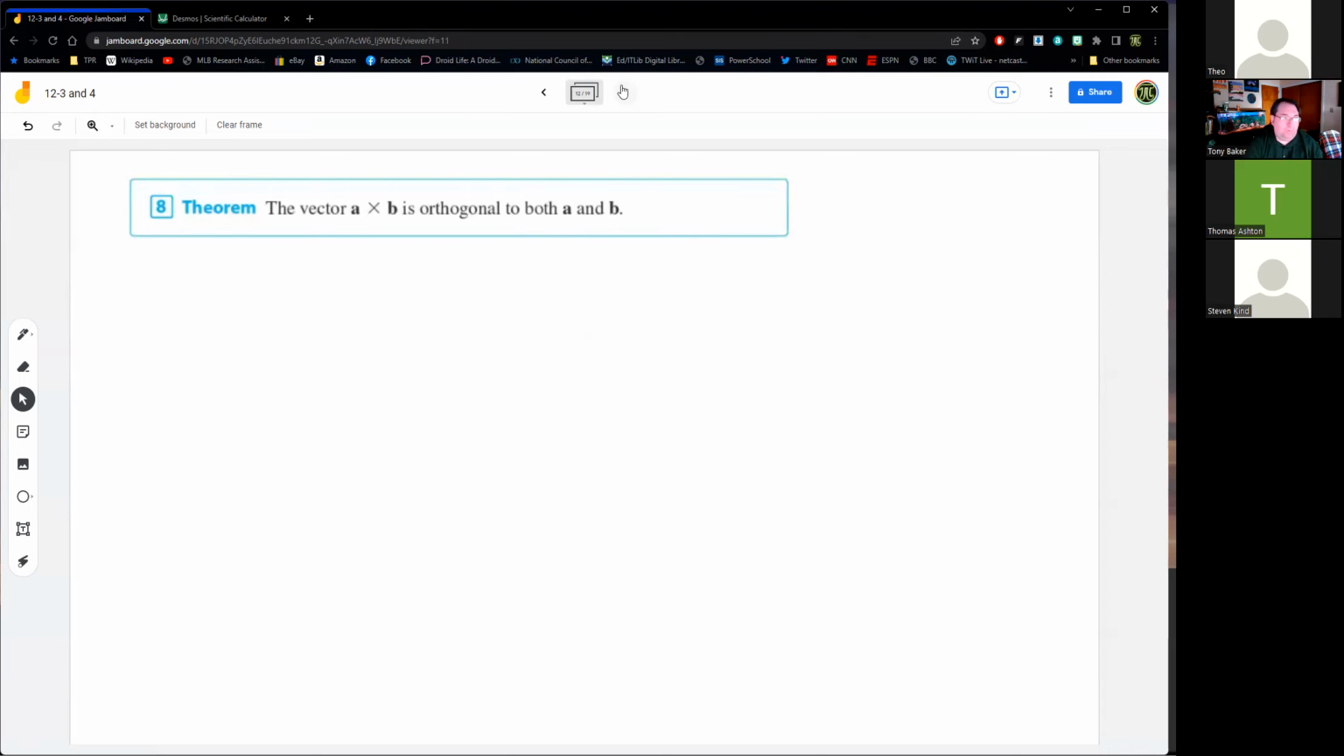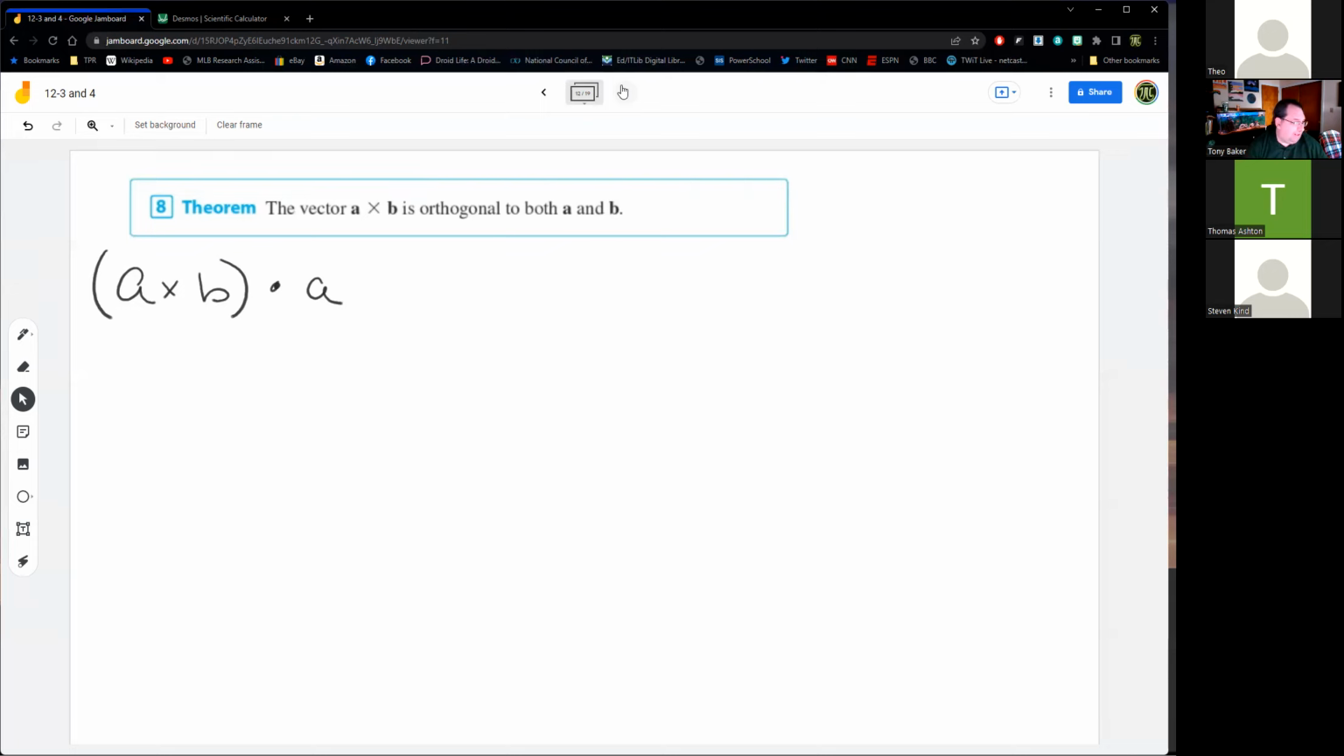So when we did the dot product, we found out that if the dot product comes out to be 0, then that would be perpendicular. So we can use that to prove this is true. And I haven't done many proofs, but I'm going to do this one. So we've got the cross product of A and B, and then with the dot product of A.